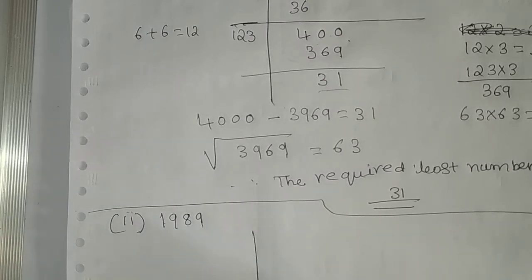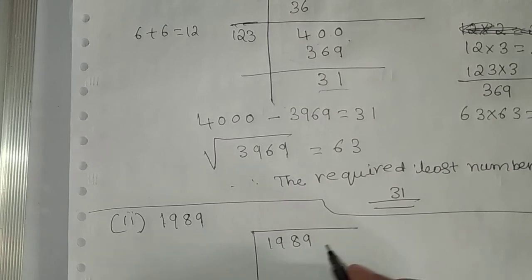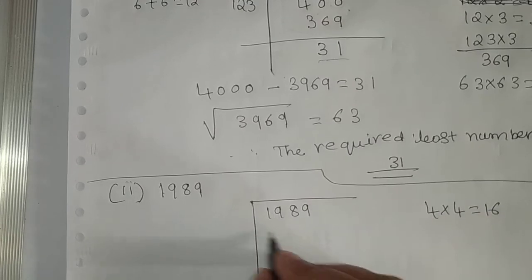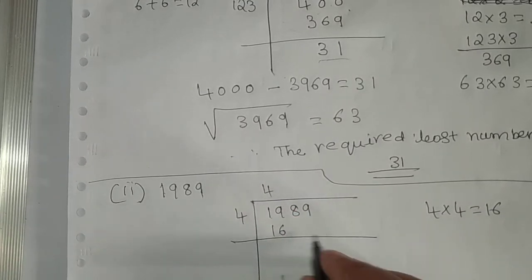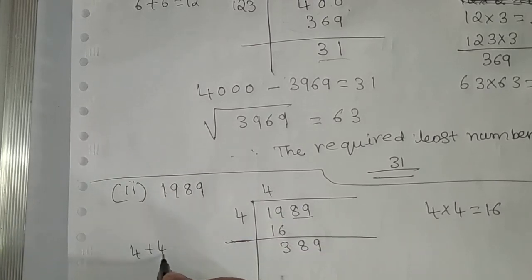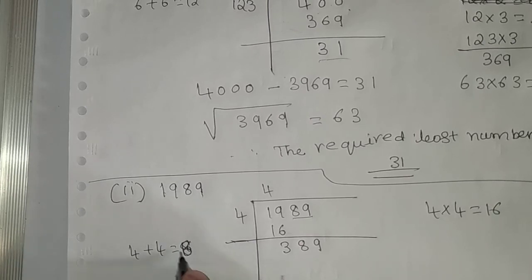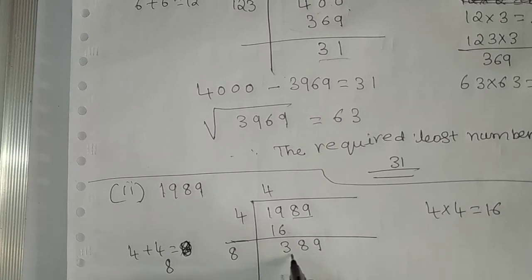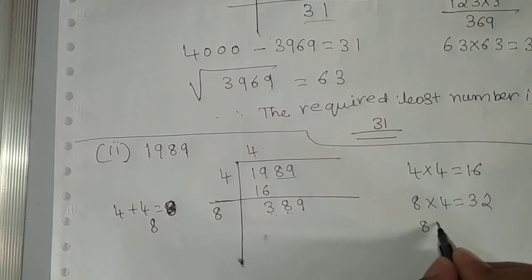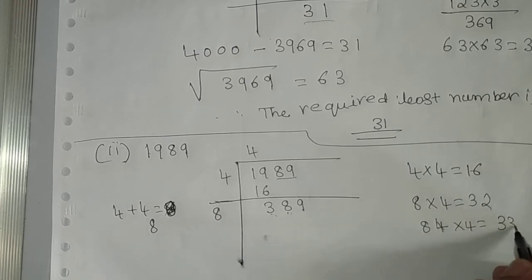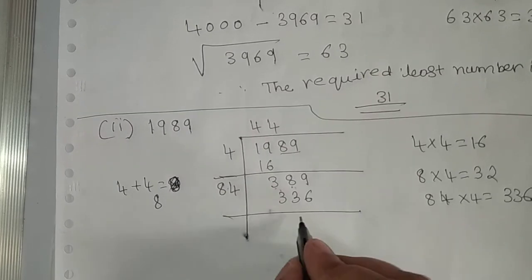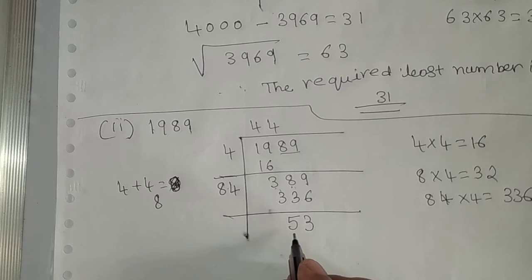1989 is the given problem. Now we'll find out with the same procedure, square root. So find out the nearest square, that is we'll take 4 into 4, which is equal to 16. So write down 4, 4, 16, minus 19 minus 16 is 3. Bring this pair down, 8, 9. Then add these two, 4 plus 4 is equal to 8. Write 8 here. Then we see the nearest number to the 38 is 8 into 4 is equal to 32, and 84 into 4 is equal to 336. Write down here 4, 336. So minus this we get 53. 389 minus 336 is 53.